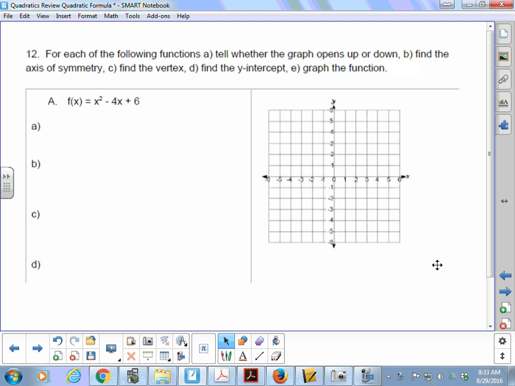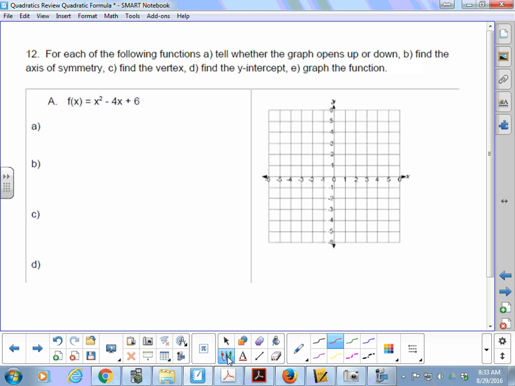So, does it open up or down? How do we know? What letter are we looking for? We're talking about a quadratic function, so we've got f of x equals ax squared plus bx plus c. Which letter tells us whether it opens up or down? A. A tells us whether it opens up or down.